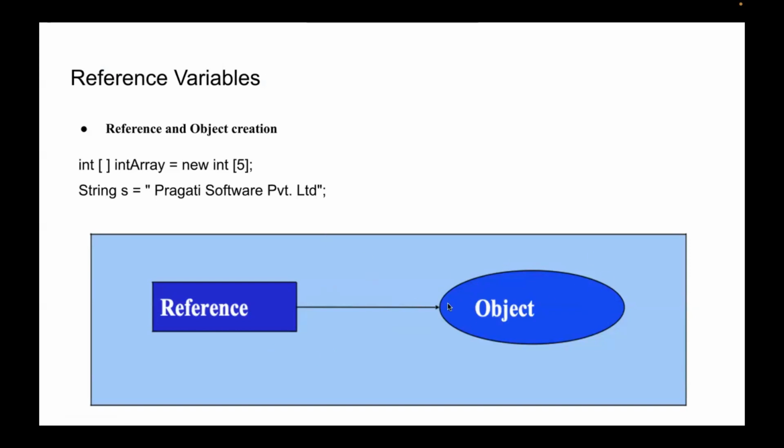We'll study more about how these objects and references are stored, which is something in memory management. When you create something like int array equal to new int, basically when you create an array, it requires some memory, right? So that memory is managed.